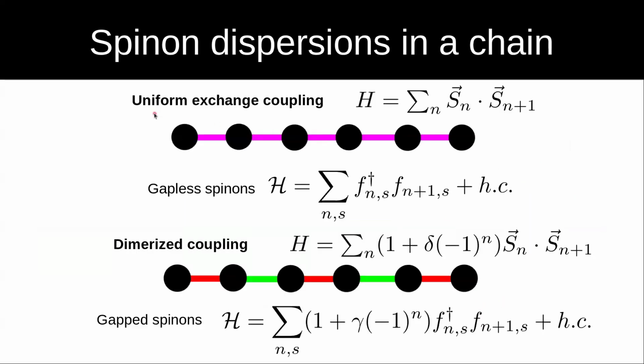So in practice, you can actually think that the two Heisenberg spin-1/2 models that we consider can be also understood from their single particle spinon Hamiltonian. So the uniform exchange coupling effectively gives rise to gapless spinons that have a Hamiltonian that is effectively a one-dimensional fermion in a chain, whereas the dimerized Heisenberg model gives rise to spinons with a gapped spectra, and this gapped spectra effectively stems from a dimerized tight binding model for the spinons.